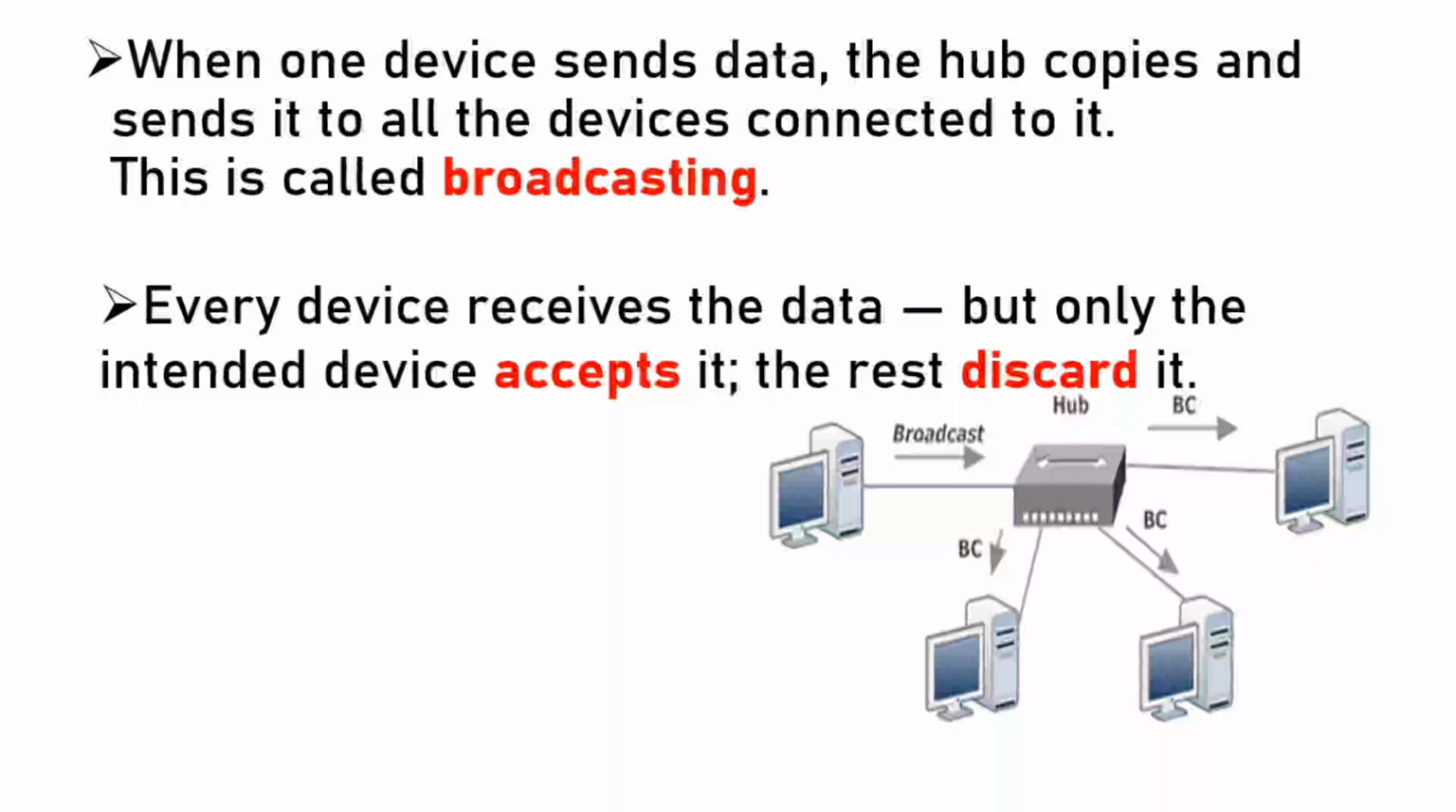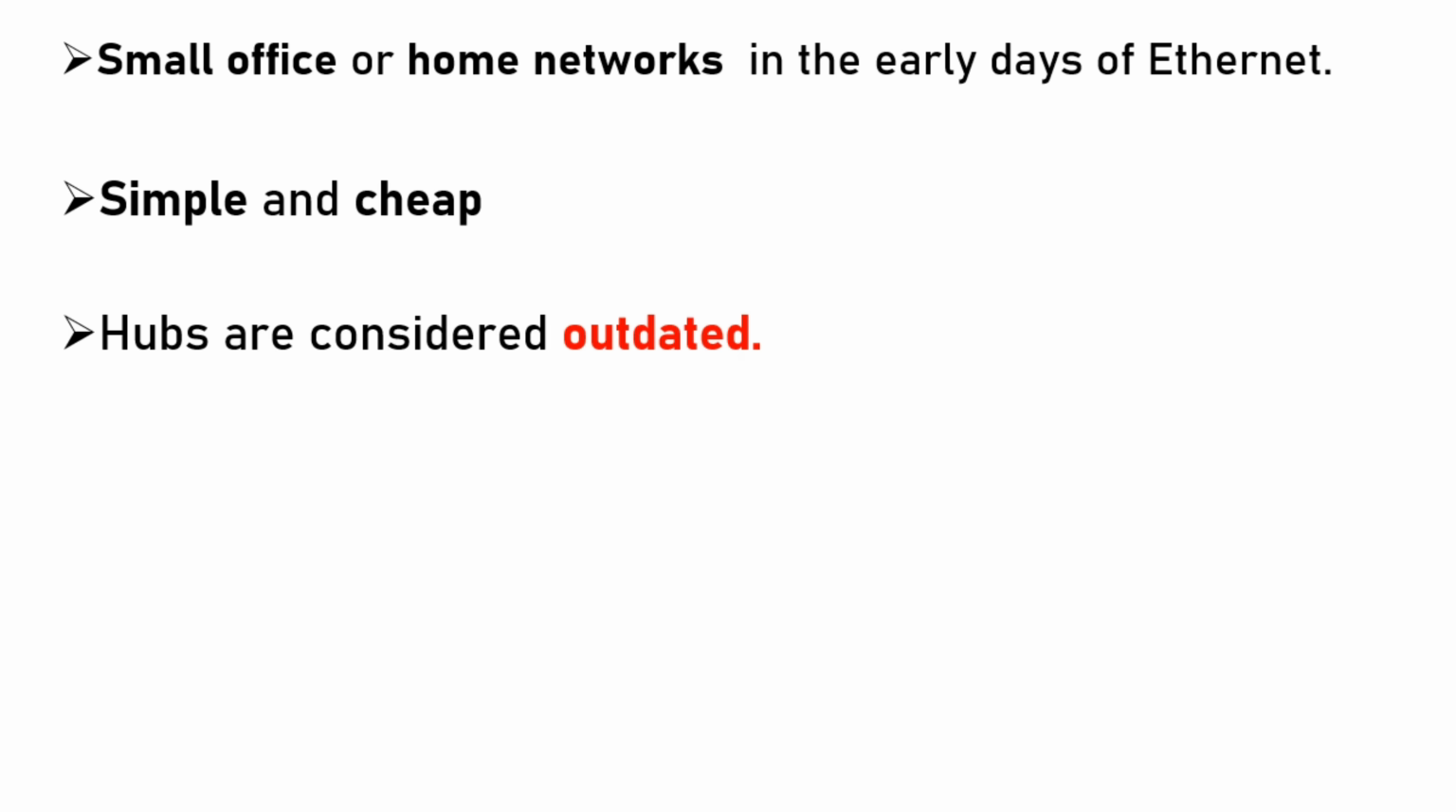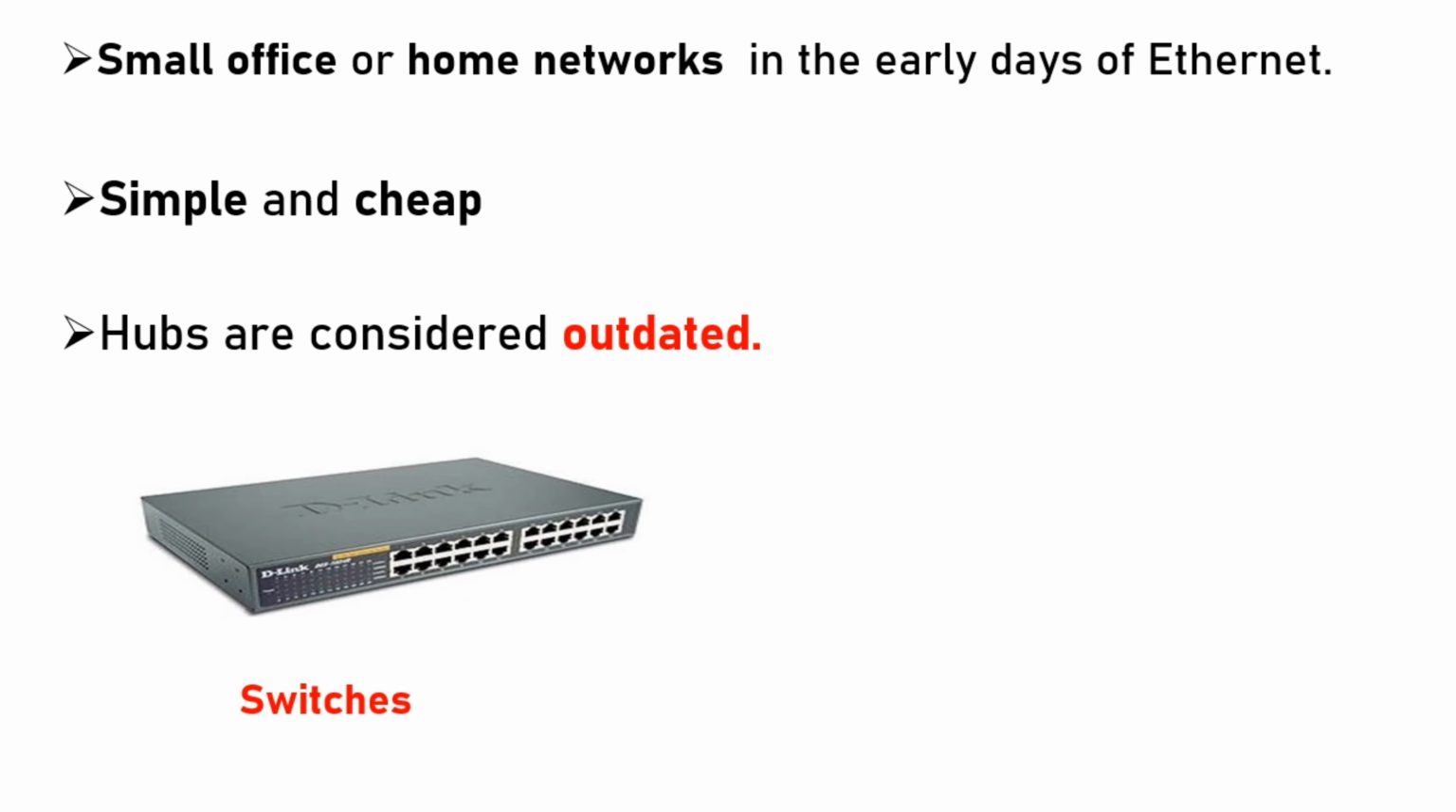Everything is shared. Hubs were commonly used in small office or home networks in the early days of Ethernet. They are simple and cheap, which made them popular for learning and small setups. However, due to their limitations, they're not used in modern networks anymore. Today, hubs are considered outdated.